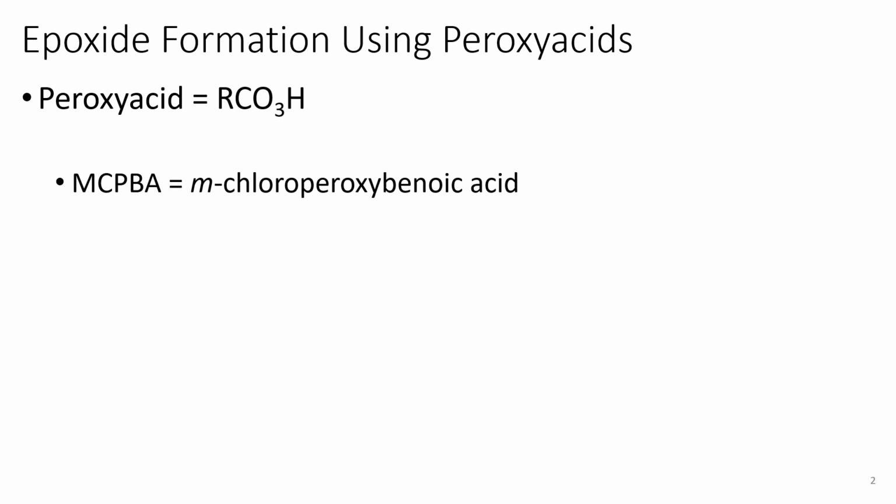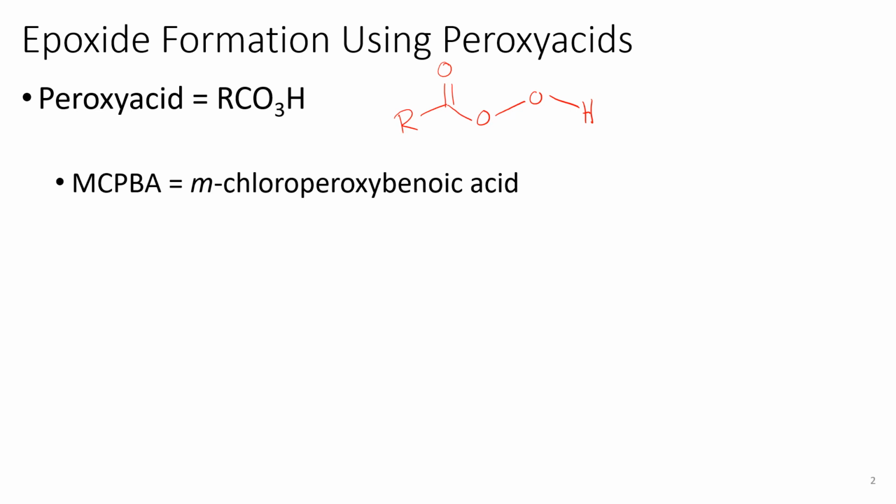Peroxyacids. Peroxyacids have the unit of RCO3H. So if we look at our peroxyacids, we still have the carboxylic acid, but now we're going to have an extra oxygen in there as well. So this is our RCOOH unit. They're going to be a little bit more reactive than what the carboxylic acids would be.